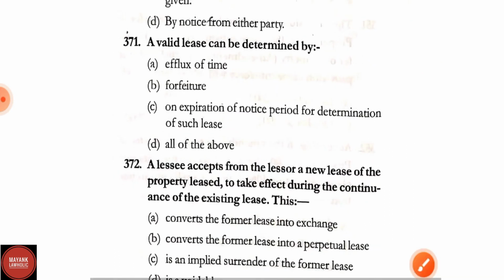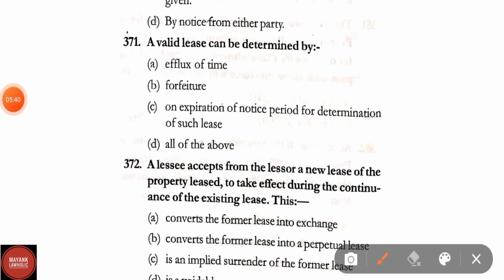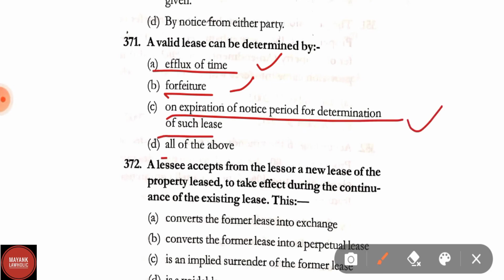Question number 371. A valid lease can be determined by efflux of time, forfeiture, on expiration of the notice period of determination of such lease, or all of the above. Correct answer is option D, that is all of the above.